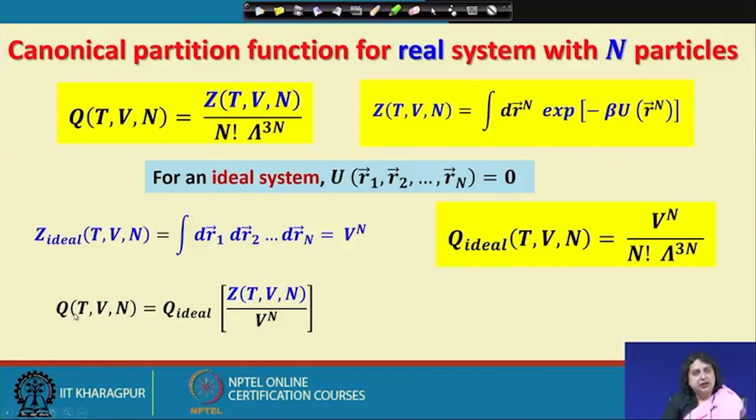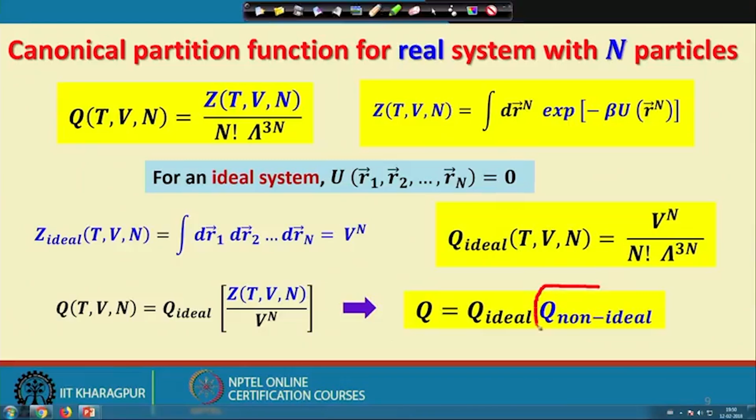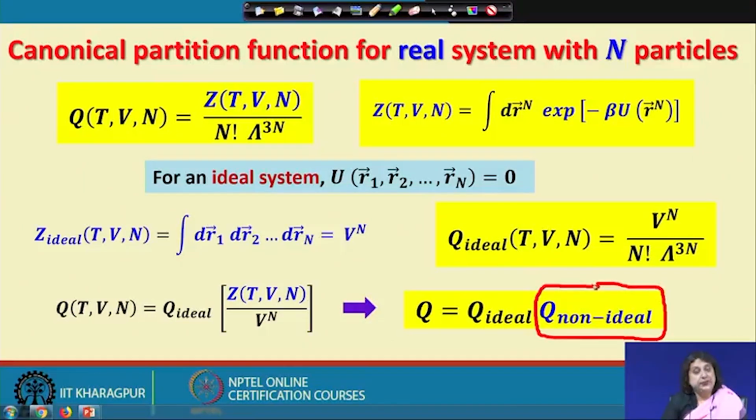Actually, this expression is highly instructive, because it shows me that I have the signature of the ideal gas behavior entirely contained within this term Q ideal, and whatever non-ideal behavior is appearing here is contained entirely within this term that I have marked as Q non-ideal. Why is that so? Because Q non-ideal is the term that appears within this bracket, and that contains the configuration integral, and the configuration integral is the one which depends on the potential energy of the system.